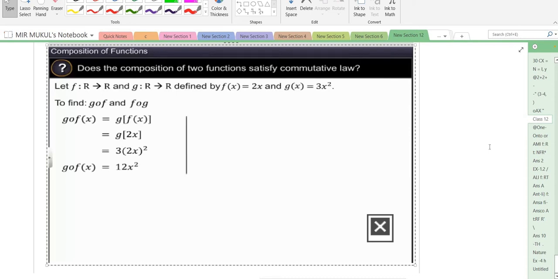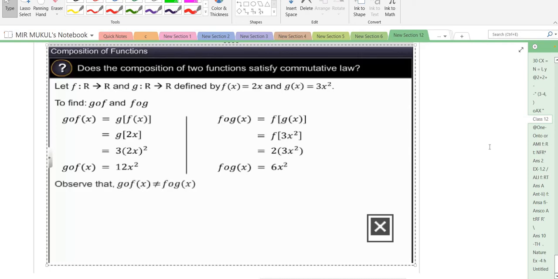Now, let us find the composition of g and f. f circle g of x is equal to f of g of x. Substituting the value of g of x, which is equal to 3x square, this gives f of 3x square. Now, f of x is equal to 2x. This implies f of 3x square is equal to 2 multiplied by 3x square. Hence, the value of f circle g of x is equal to 6x square.